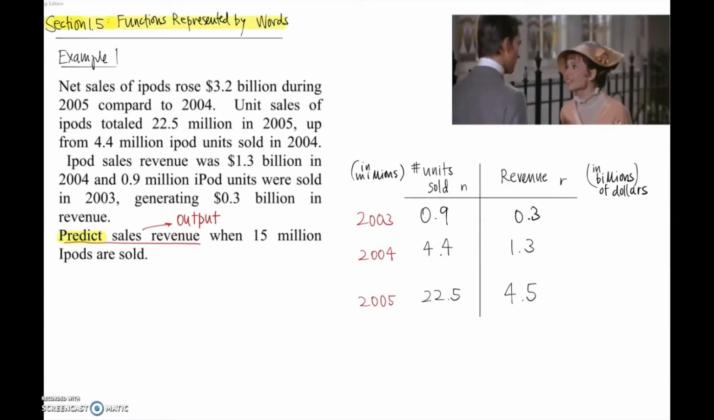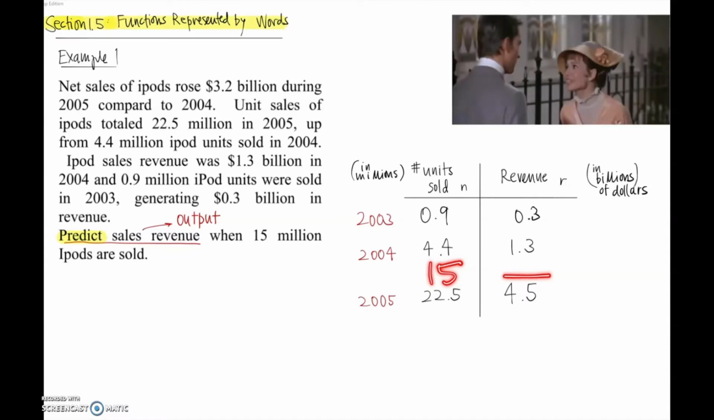So we've done a lot of the work to take all of these words and get them into a table of data. And now our job is to predict the sales revenue when 15 million iPod units are sold. We don't have 15 in our data set. It's sitting here between 4.4 and 22.5. What we'd really like to know is what revenue was when 15 million units were sold.